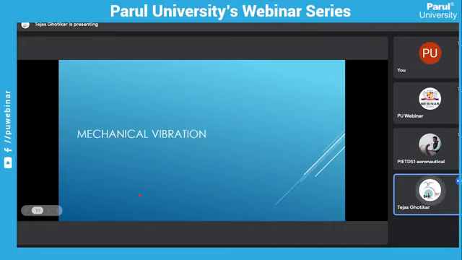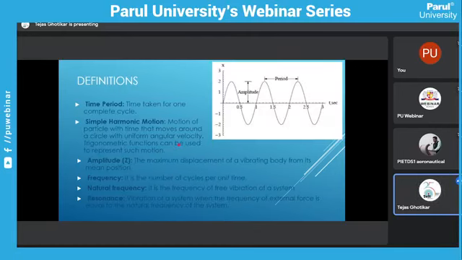Okay, so now we will go over what mechanical vibration is. Now we will see this in terms of a mechanical system. Before going into the vibration, let's go over a few of the definitions. You must be knowing this, but still let's go over.